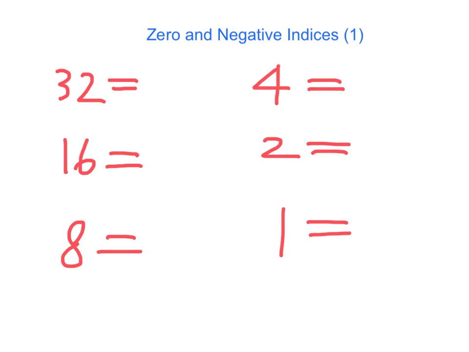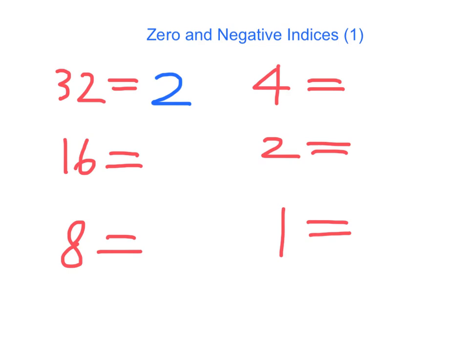From the very beginning, I would like to show you how the law of zero index works. Let's see the magic numbers as shown on the screen. You can see 32, 16, 8, 4, 2, and 1. So, what will happen if I change those numbers into base 2?